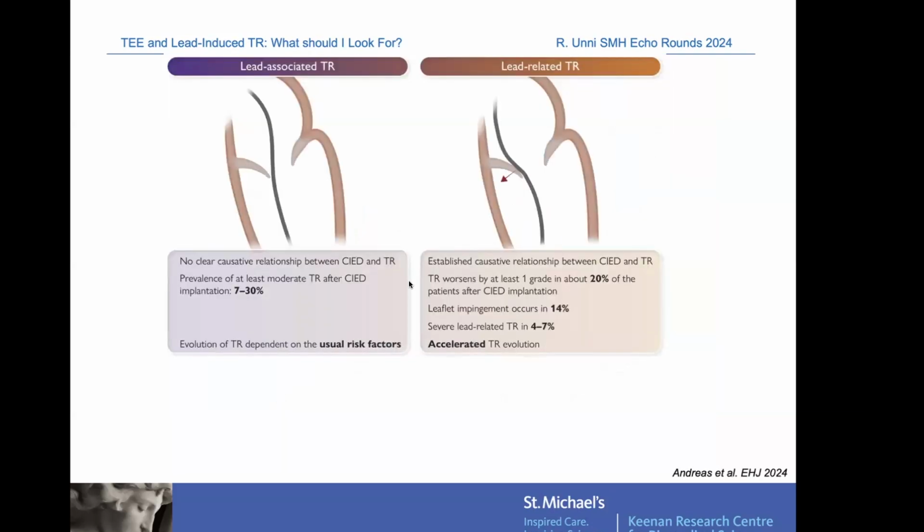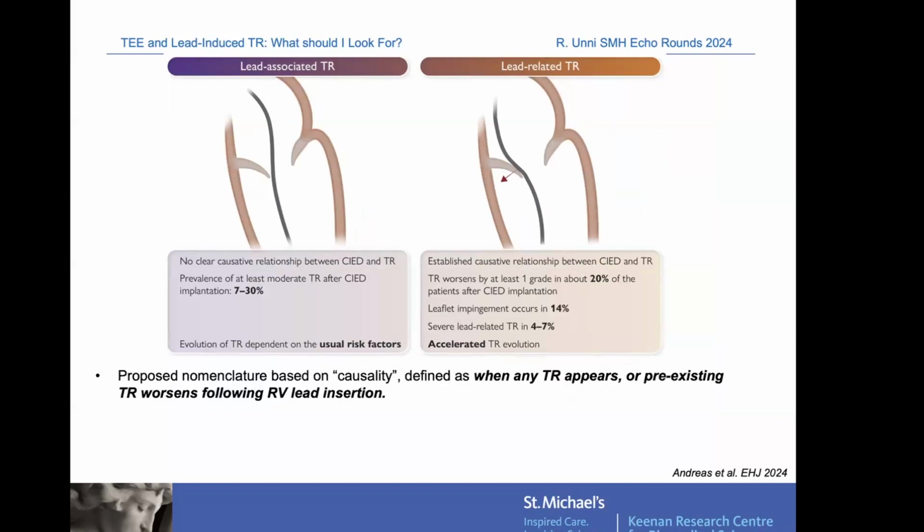Not that easy. Quickly, let's talk nomenclature. So this is a proposed system for describing the causality of the lead in TR. If you look towards the right, there's something called lead-related TR. This is how we describe TR that's directly caused by the RV lead, and it's defined by any TR of any grade appearing after lead insertion or pre-existing TR worsening following lead insertion. Or when you have imaging that clearly shows a lead-leaflet interaction. So that's lead-related TR. Then on the left there is lead-associated TR when there's no clear positive relationship.